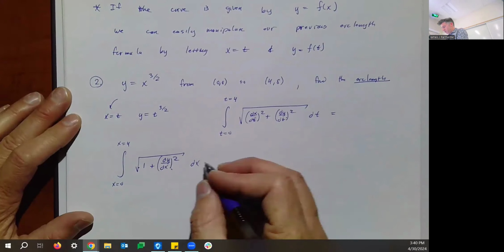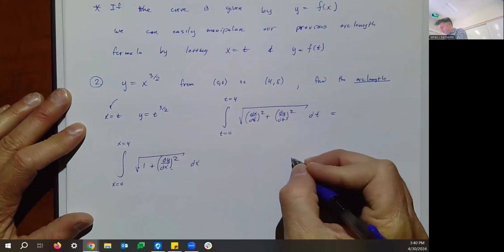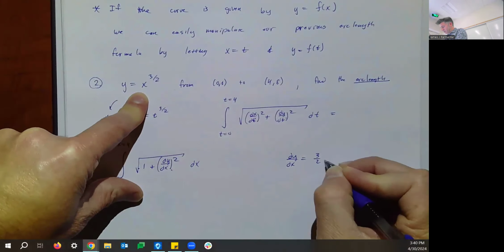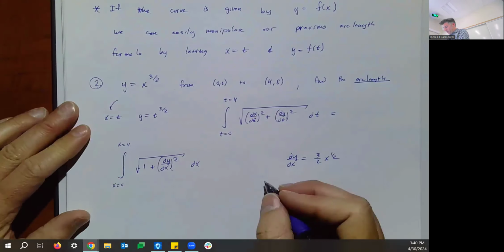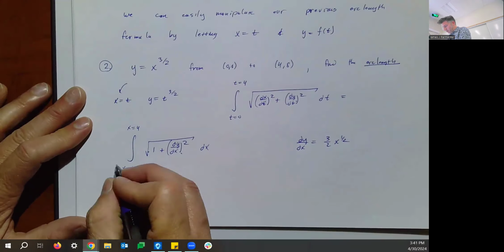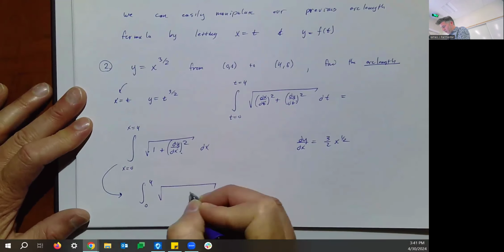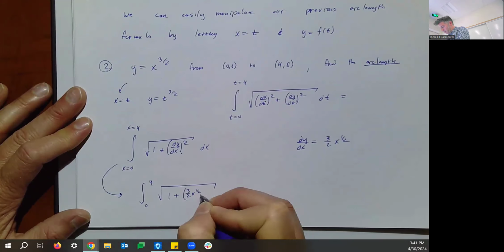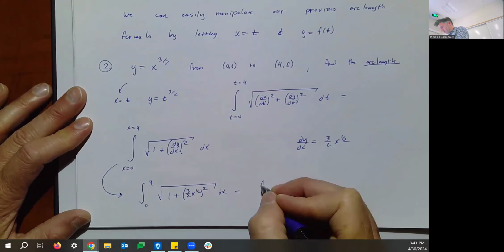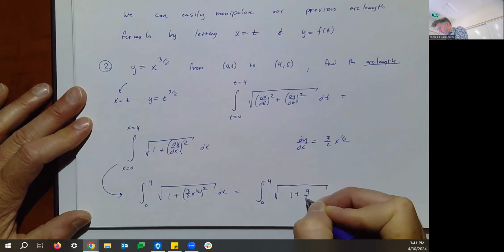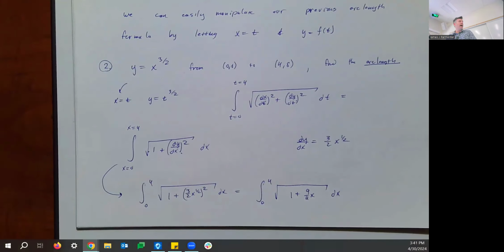So here, my dy/dx is going to be the derivative of x to the 3/2, which is 3/2 x to the 1/2. So then when we find this arc length here, this is going to equal the integral from 0 to 4 of the square root of 1 plus (3/2 x to the 1/2) squared, which is really just the integral from 0 to 4 of the square root of 1 plus 9/4 x, which I think we could do without a u substitution if we rewrite it.